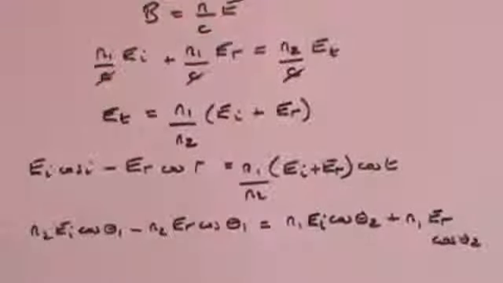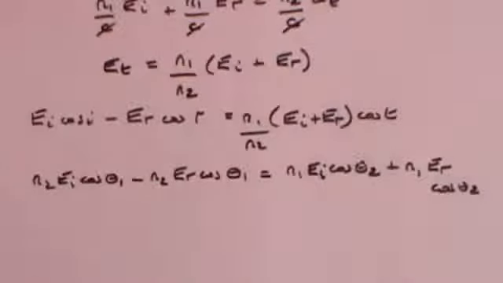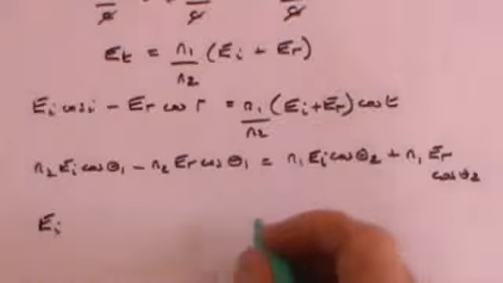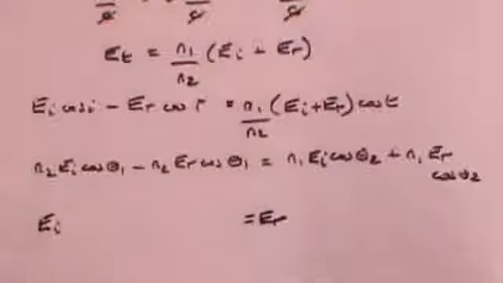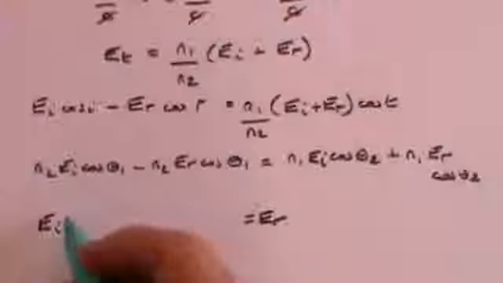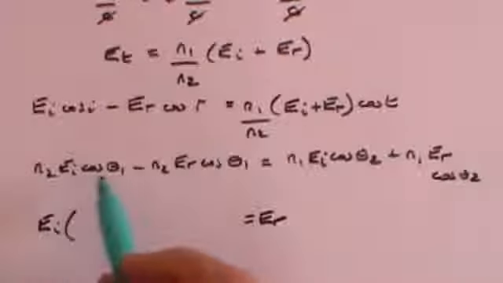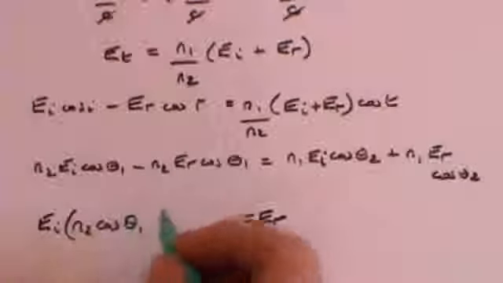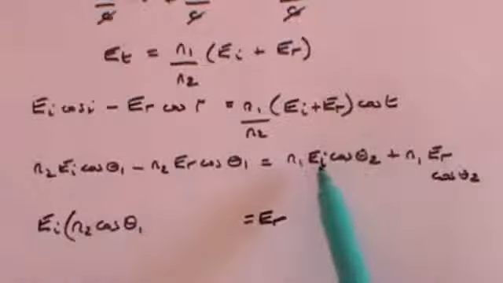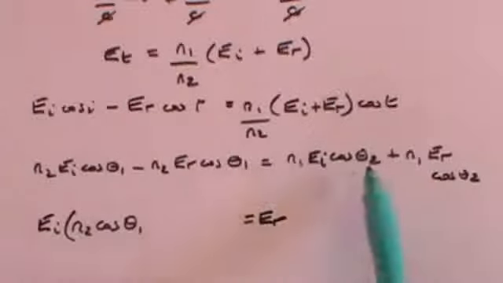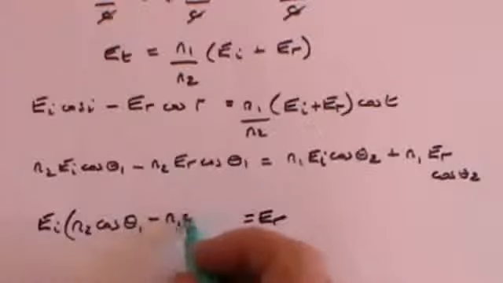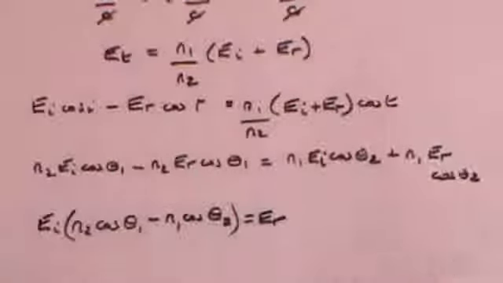And now it's the same trick as before. You want all the EI terms on one side of the equation and all the ER terms on the other side of the equation. And I hope I can fit them all in. So what are the EI terms? Well, we've got one here, N2 times cosine of theta 1. I've got another EI term here, which is N1 cos theta 2. When you bring that across, that must be minus, so minus N1 cosine of theta 2.